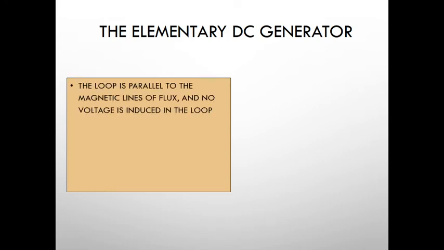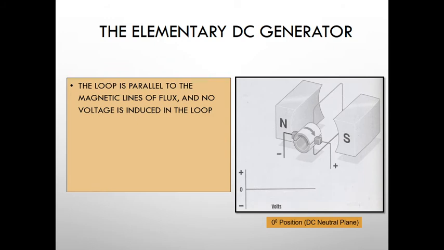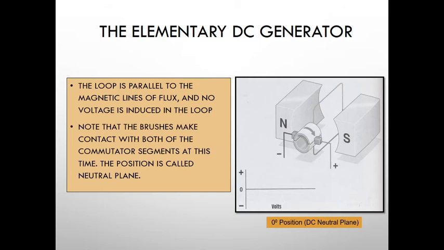So the loop is parallel to the magnetic lines of flux, no? And no voltage is induced in the loop. At this loop, zero, nothing is produced. You can see here the commutator, so the brushes meet both segments, in between them, at both ends. So note that the brushes make contact with both of the commutator segments at this time. So the position is called the neutral plane. That was the neutral plane in our AC generator.